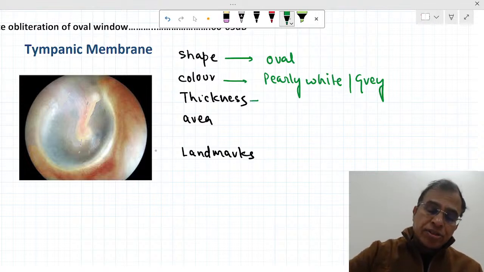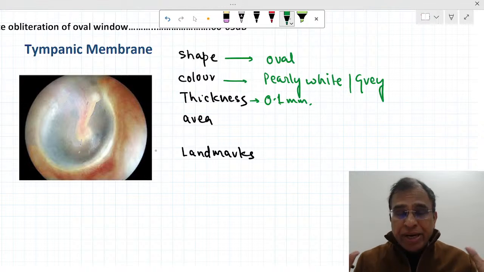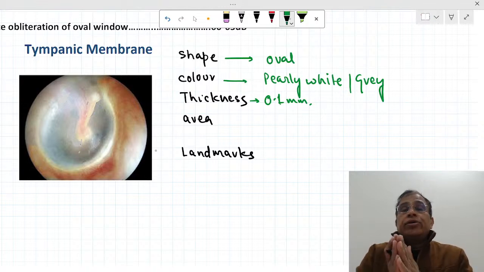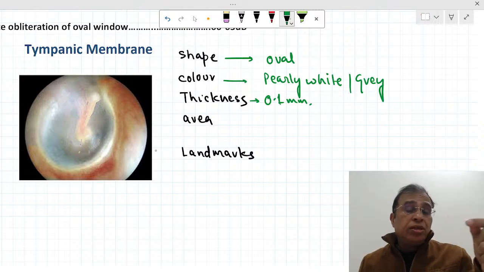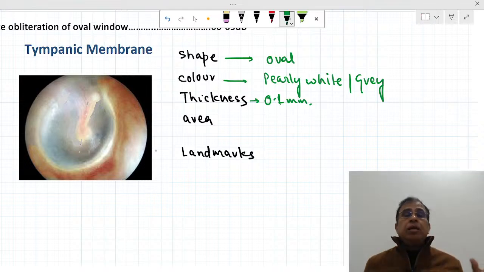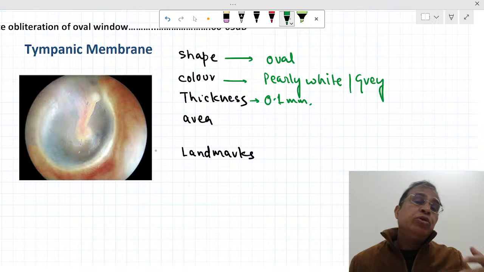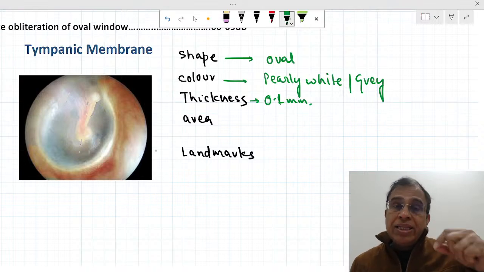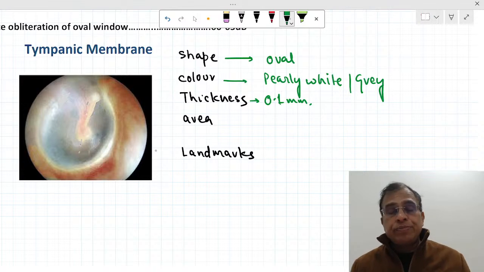Thickness: it is a very thin structure, only 0.1 millimeter, which means that if you take 10 tympanic membranes and put them together, it only becomes 1 millimeter. See, each membrane is so thin, very thin and whitish in color. Because thin membranes can vibrate properly. We all know the tympanic membrane has to vibrate to produce hearing, and the thinner the membrane and the tighter it is, the better the vibration.